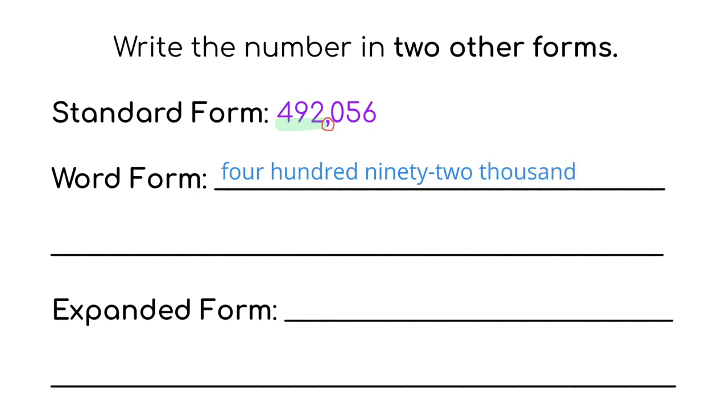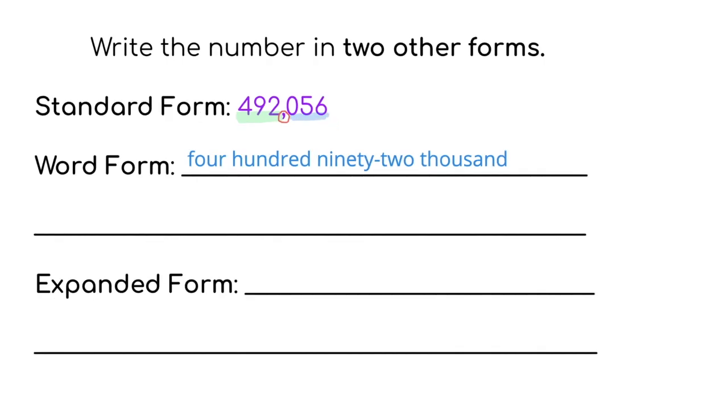Then we'll look at the second period. We have 056. We don't say it as 056, we just say 56. So that last part will be 56. So when we read the number in word form, it would be 492, the comma says 1,000, and the last part is 56. 492,056.